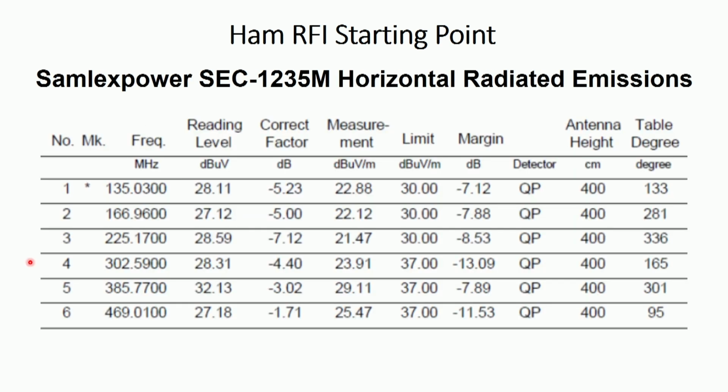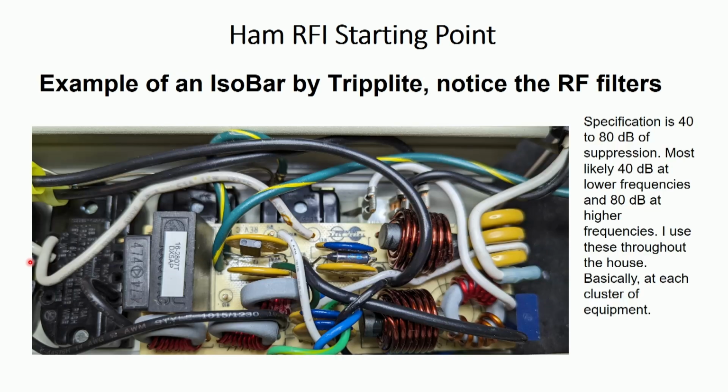Here's the same thing in plot form. You can see their margins: 7 dB, 8 dB, 13 dB, 11 dB. So they've got reasonable margin. For prototypes, I like to see 6 dB of margin. For production, I like to see 3 dB of margin. So this power supply would meet my normal requirements, back when I used to actually do certifications.